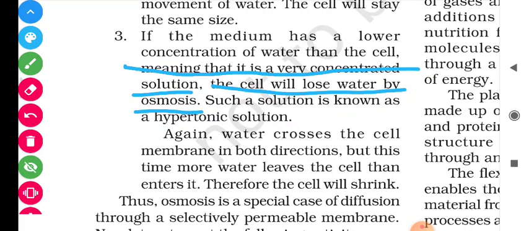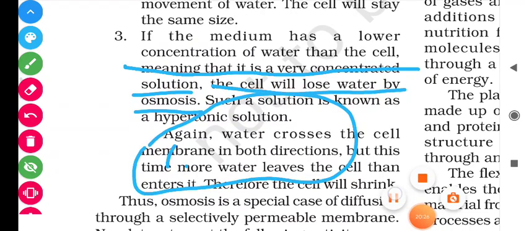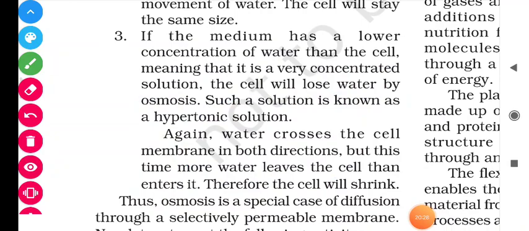So what is the meaning of hypertonic solution? The solution in which the cell contains a higher amount of water and the external environment contains less amount of water. That kind of solution is called a hypertonic solution. So could you tell me what will happen to the cell size?